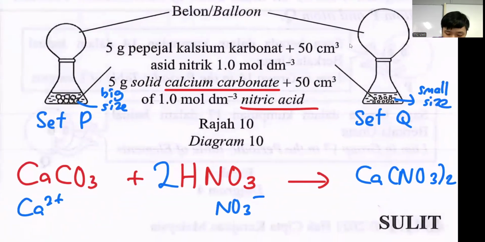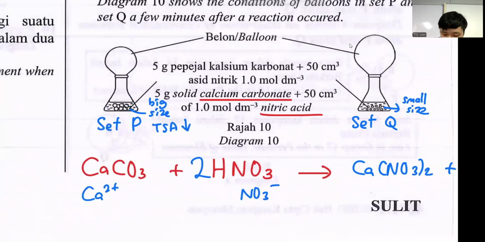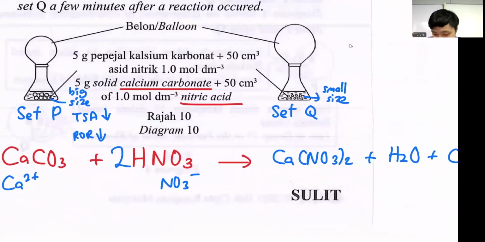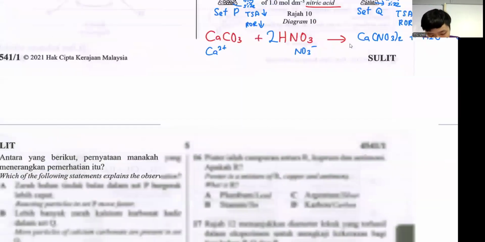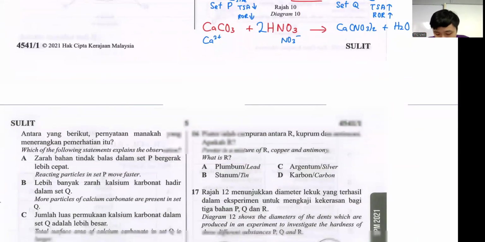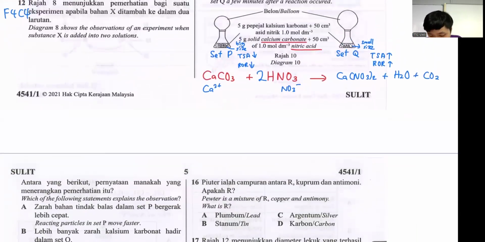Remember, big size means total surface area exposed becomes smaller. Rate of reaction normally is also lower. If the total surface area of Q is larger, normally rate of reaction is higher because the frequency of collision will be higher. So P, reactive particles inside P move faster.